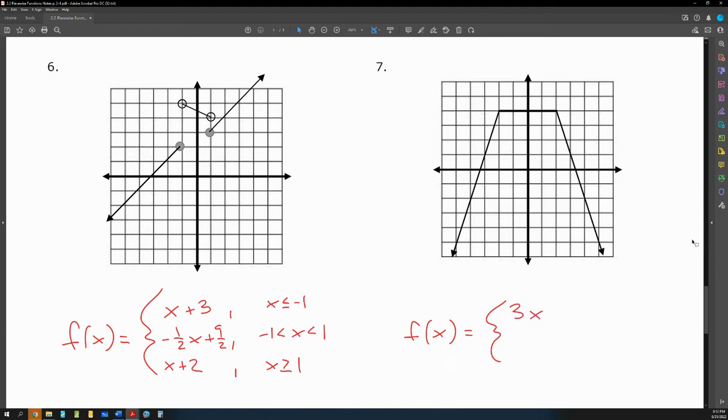And then our y-intercept, if we were to extend this, well, I noticed at this point, negative 2, 4 is on this line.